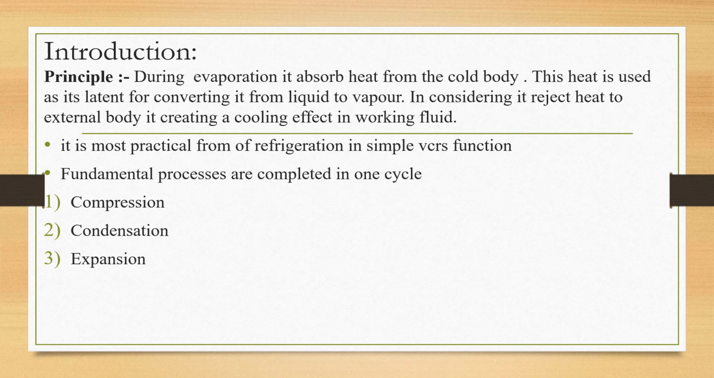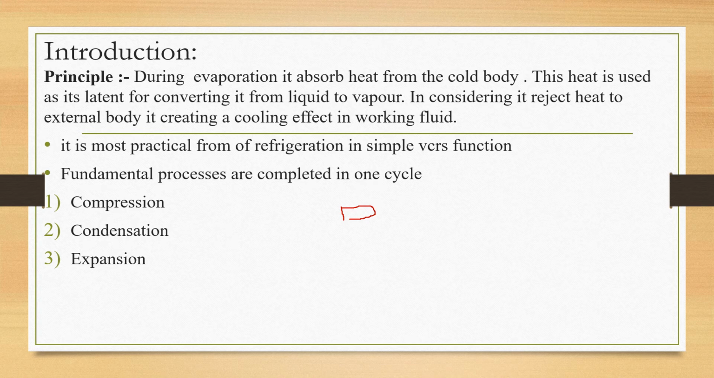Introduction about the effect of subcooling in VCRS. During evaporation, it absorbs heat from the cool body. This heat is used as latent heat for converting it from liquid to vapor. In the condenser, it rejects the heat to the external body, which creates a cooling effect in the working fluid. Means the heat is absorbed by the refrigerant and used as latent heat for converting liquid to vapor, and it rejects heat to the external body.